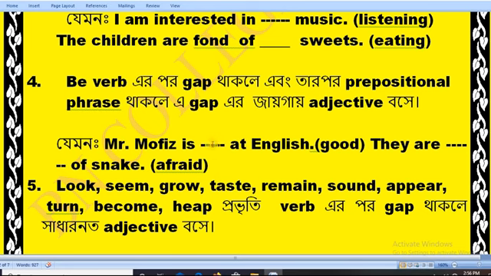So, what is the rule? After a be verb, if there is a gap, and after the gap you see any preposition, you must use here an adjective with a preposition. As a preposition is given here, you have to write only an adjective here. That is good at, fond of, right? A lot of these types of words you can use here.